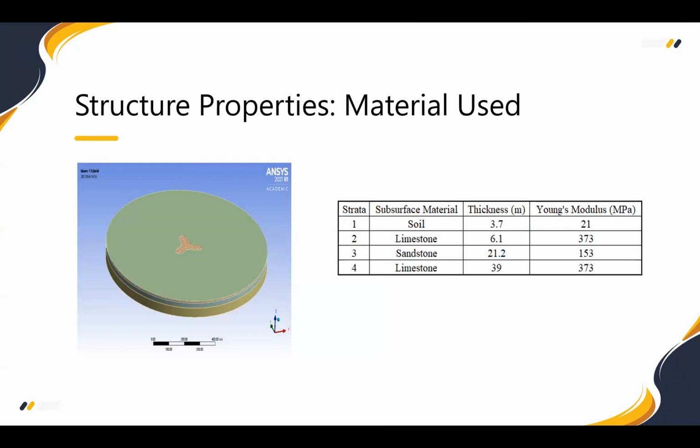And then the material assigned to our soil strata. There are 4 layers. The first layer is made of soil, and the second layer consists of limestone. The third layer is sandstone, and the last layer is also limestone. Of course, our soil strata was simplified, but to guarantee the accuracy of our Young's modulus, the Young's modulus of every tier here is obtained by a weighted calculation of thickness and Young's modulus of the submaterials inside every layer.